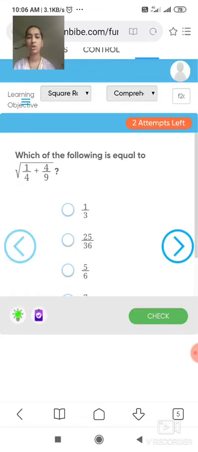Now, which of the following is equal to the square root of 1 upon 4 plus 4 upon 9? First, take the addition. How are we taking the addition? Now, see, in the square root, the denominators are different. First, make the denominator the same. The denominator will be 36. For making that, what do you have to do? You know that. First, make the denominator the same, then take the addition and then find the square root. Okay. This is for you.